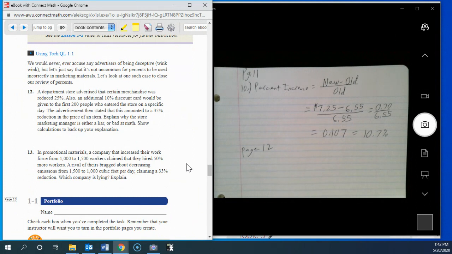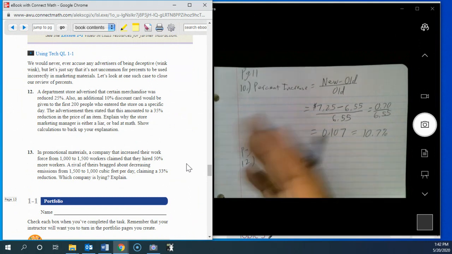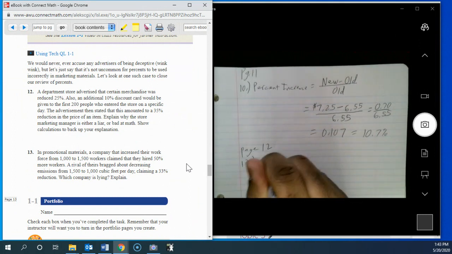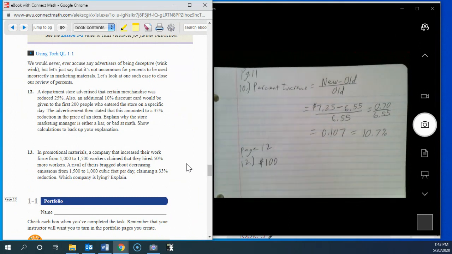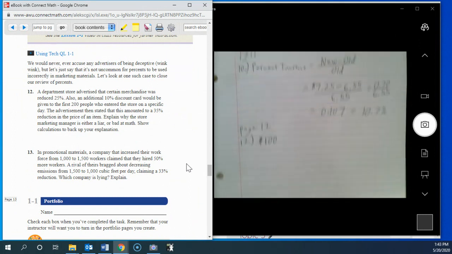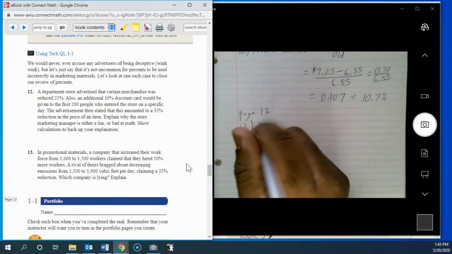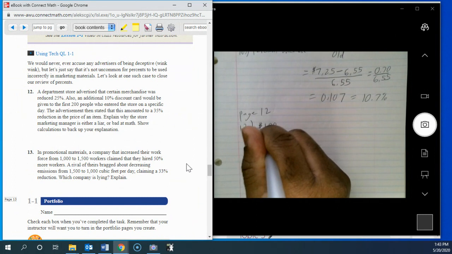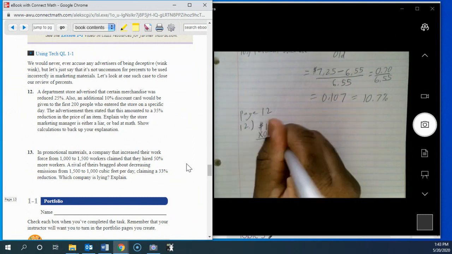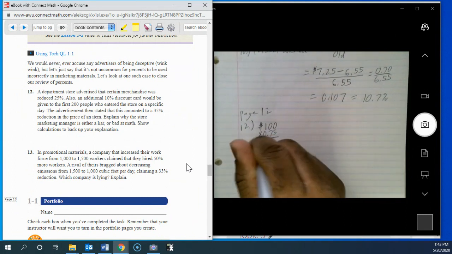Okay, now, they said we could show calculations. So let's just do it like this. Let's say an item costs $100. I like to use a nice round number. And then the item is supposed to be reduced by 25%. So if reduced by 25%, that means you only paid 75% for the item. So now the new price is $75.